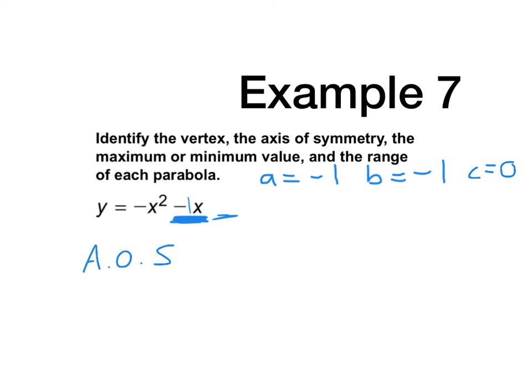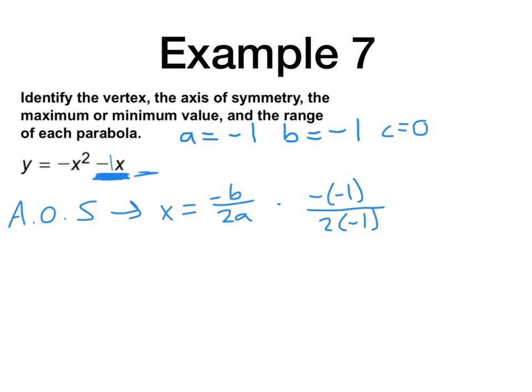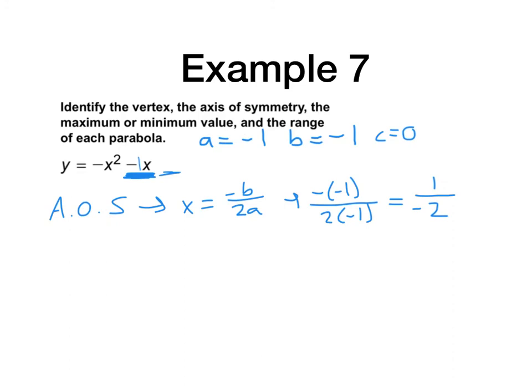So now we can find our axis of symmetry. What's our equation for axis of symmetry? Negative b over 2a. So what's our B? We have a negative 1 on top. And then what do we have on bottom? 2 times negative 1. So what does the top become? 1. And what is the bottom? Negative 2. So we have a negative 1/2. And that's our axis of symmetry.